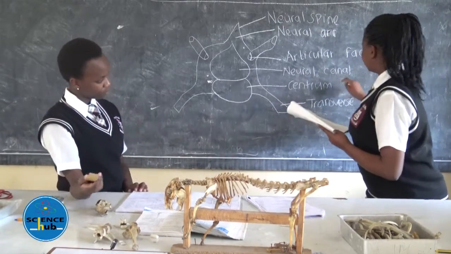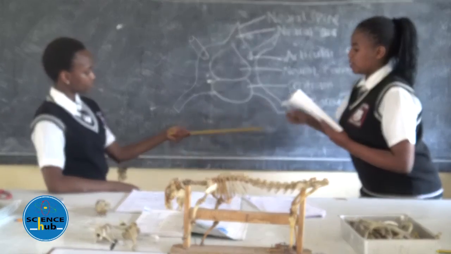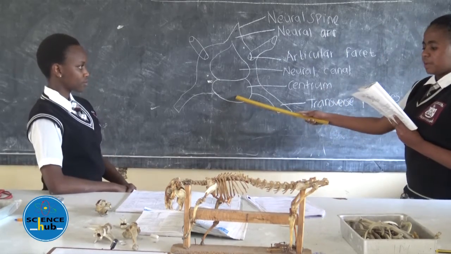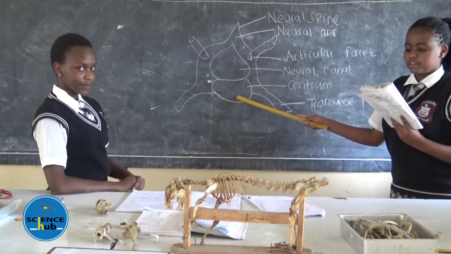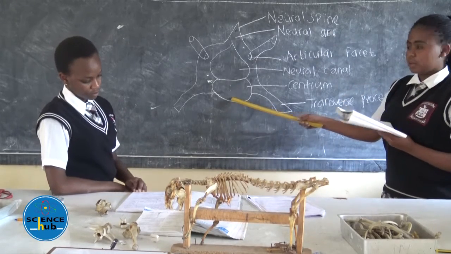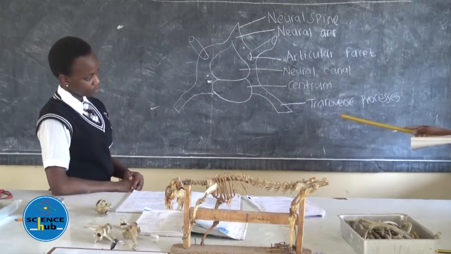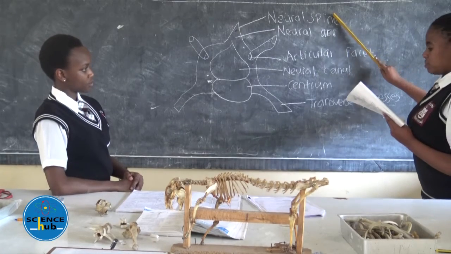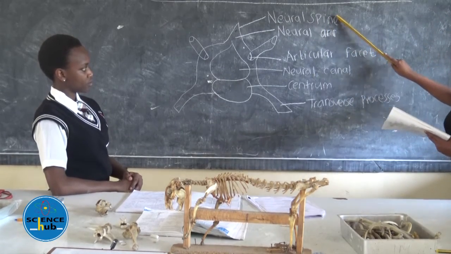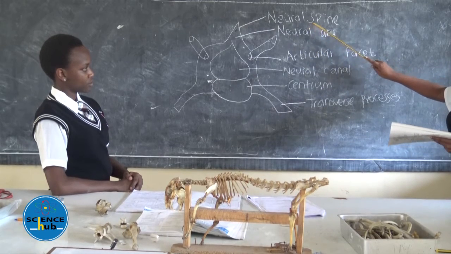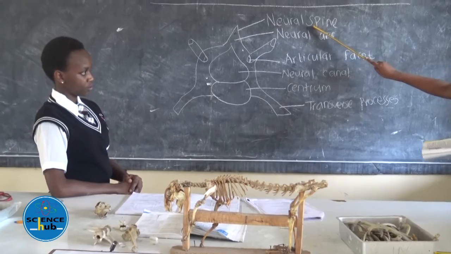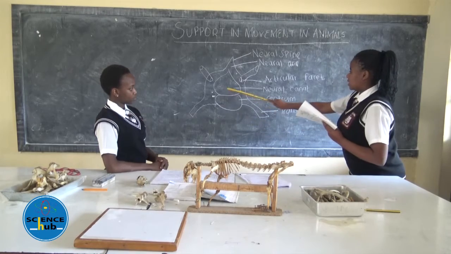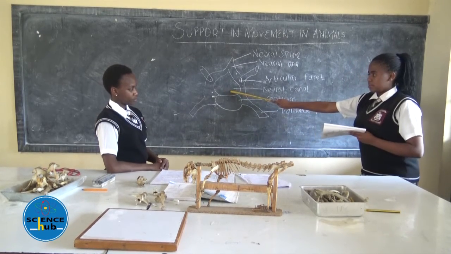The centrum is a solid structure of the vertebra. It supports the weight of the vertebra. Collectively, the centra support the entire vertebral column. The transverse processes provide a surface area for muscle attachment. The neural spine also has the same function as the transverse processes, that is to give a surface area for the attachment of muscles. The neural canal allows passage of the spinal cord.